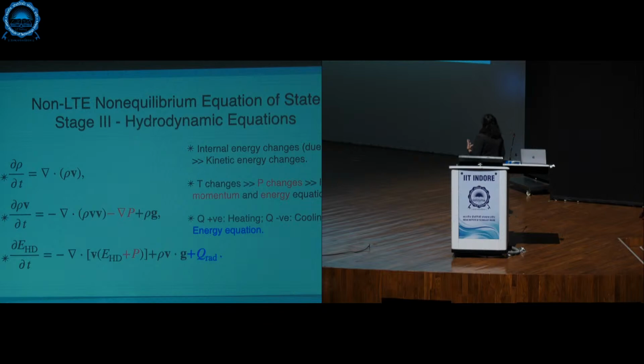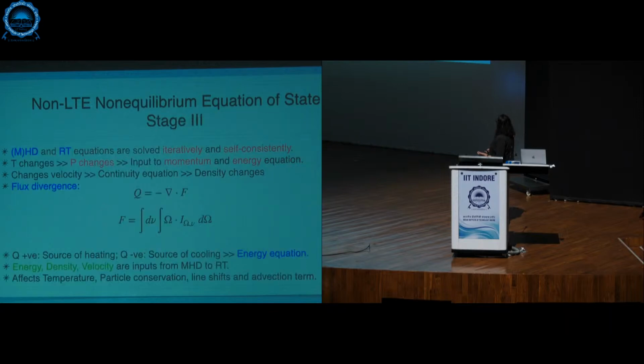When Q is positive, it corresponds to heating, and when Q is negative, it corresponds to cooling. Q is basically the negative of the flux divergence, where the flux is the radiative flux. So, these are the two numbers that we give from the radiative transfer part to the hydrodynamics part, and from hydrodynamics we get energy, density and velocity in the non-magnetic case.